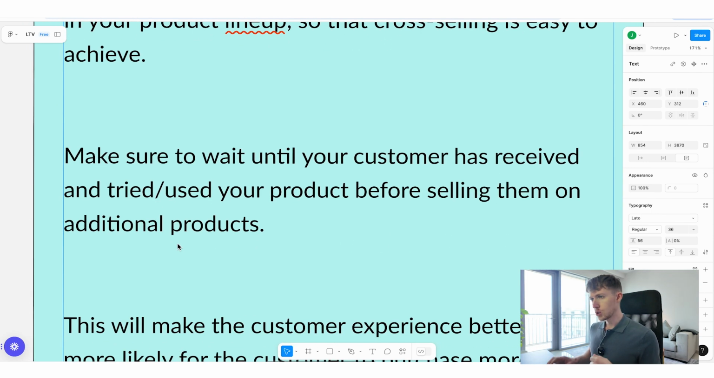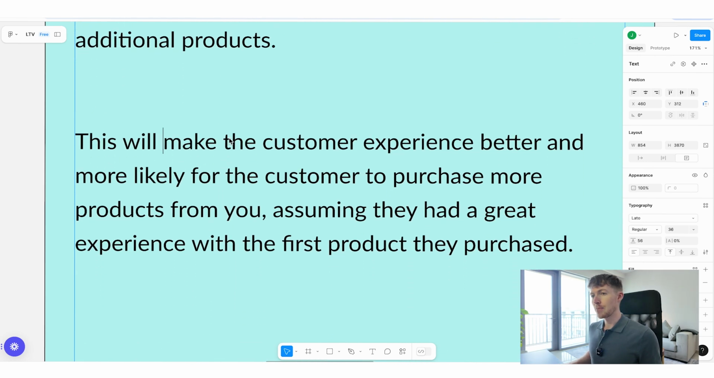You want to make sure to wait until your customers have received and tried or used your product before selling them on the additional products, right? You don't want to send them an email saying, hey, buy this, when they haven't even received your product. That's going to leave a bad taste in their mouth. And this will make the customer experience better. By waiting until they receive and try the product, it's more likely for the customer to purchase more products from you, assuming that they had a great experience with the first product they purchased.